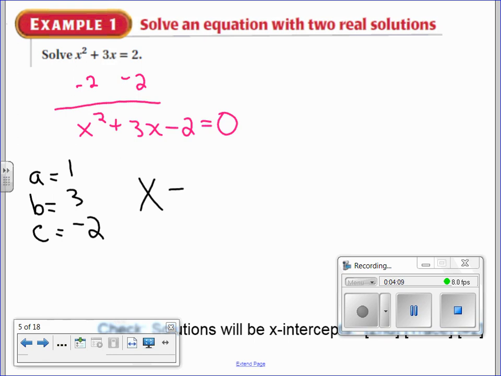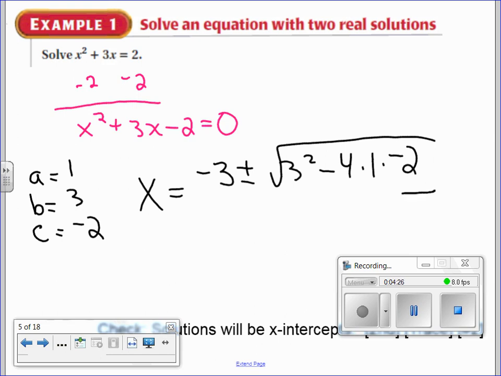X equals the opposite of B plus or minus the square root of, let me get that square root huge, B squared minus 4AC, all divided by 2 times A.